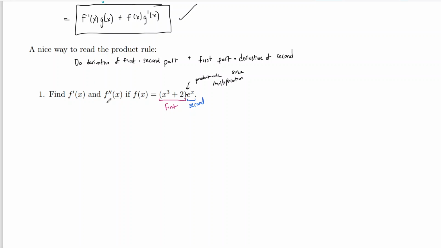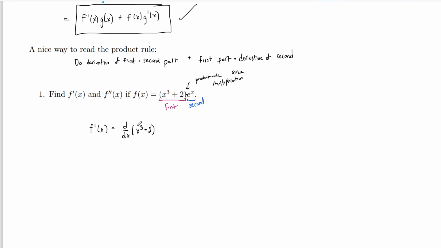Now for this one, we want the first and second derivative. And of course, we just focus on the first derivative first. So for the first derivative, because we're going to have to use the product rule, we want to do exactly what I said. Do the derivative of the first. First is x cubed plus 2. And in formula, when we say do the derivative, that means d over dx of x cubed plus 2. Notice I have my parentheses closed here.